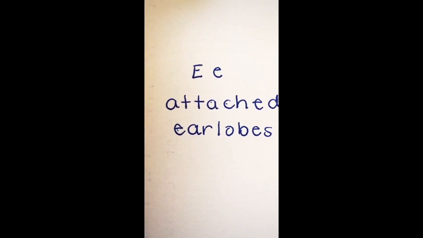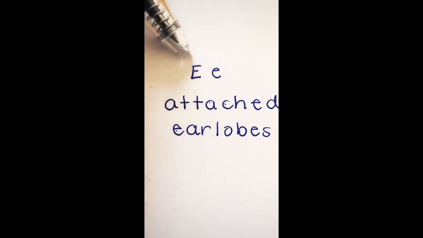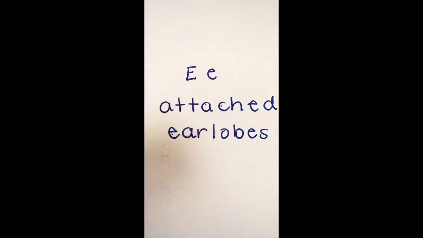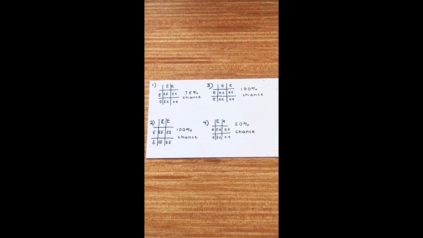For example, an individual can have the genotype capital E, lowercase e, which would code for the phenotype of attached earlobes. A child gets one letter from each parent, so there are many different possibilities for similarity between the children. Let's look at some examples. Here are a few different possible outcomes for the children's traits.